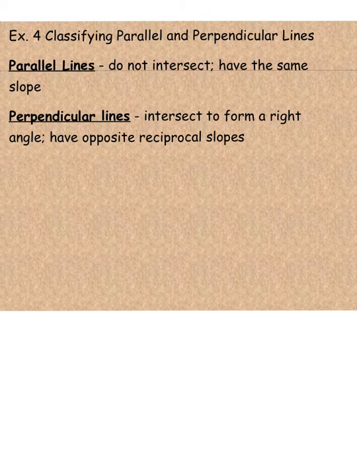Section 2.2, Slope and Rate of Change, Day 2. Here we're going to look at classifying parallel and perpendicular lines. Parallel lines never intersect and they have the same slope, while perpendicular lines intersect to form a right angle and they have opposite reciprocal slopes.